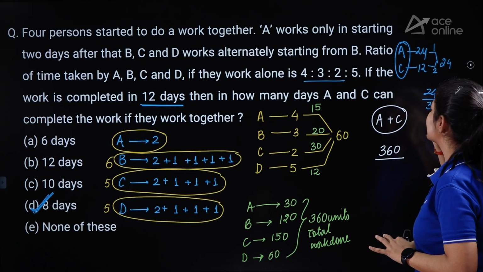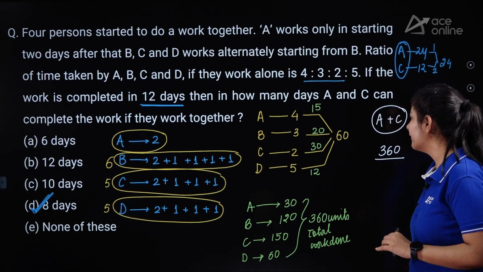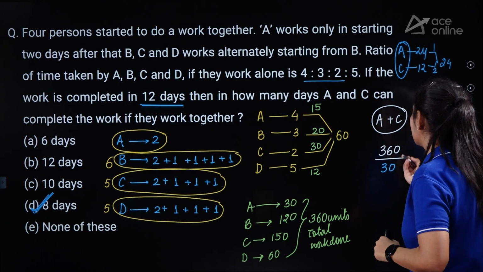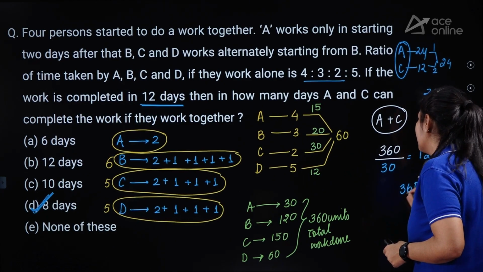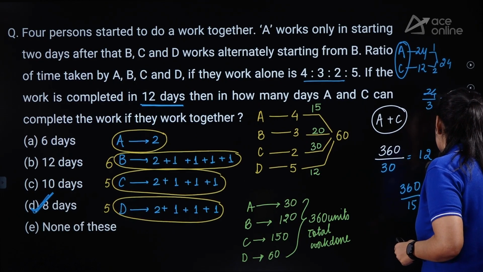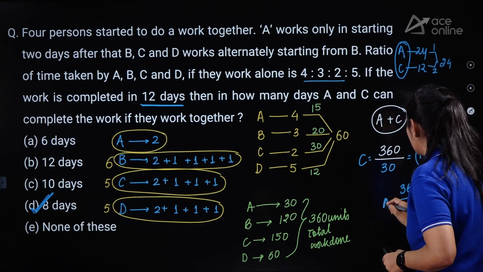And after that we just simply calculated all the values, because when I divided by 30, I will get 12, and when I divide it by 15, I'll get 24, right? So this is for C and this is for A.